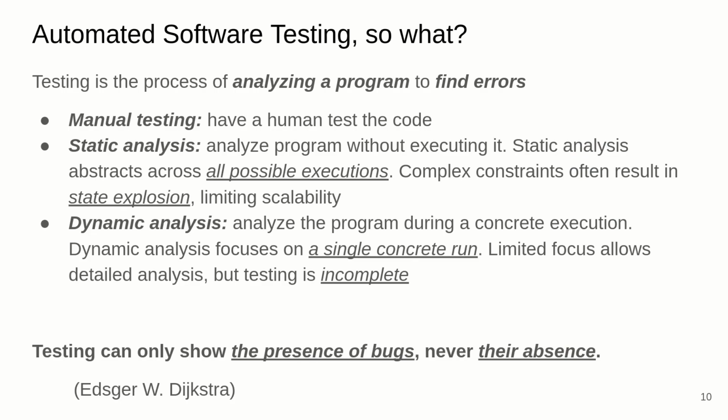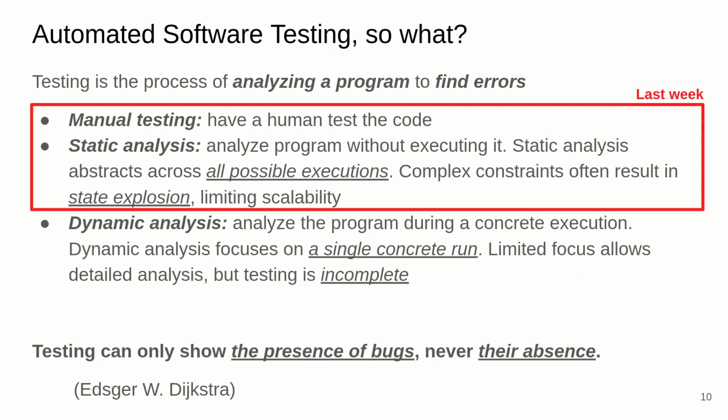So this is an introduction to automated testing here, right? And testing is the process of analyzing a program to find errors. Last week, we covered manual testing and static analysis. Manual testing requires a human to actually test and look at the code.